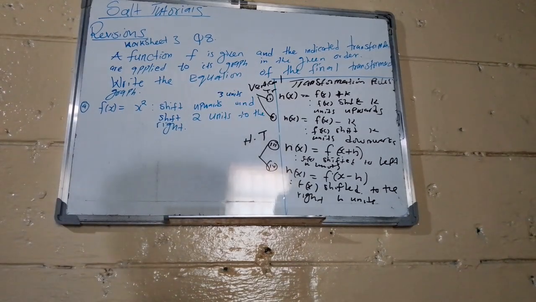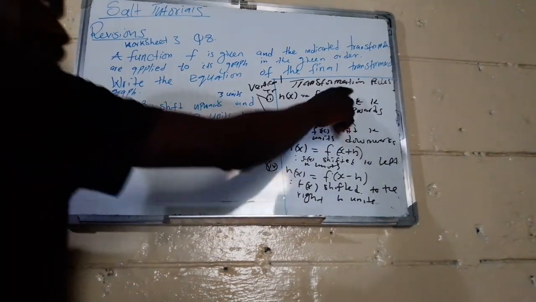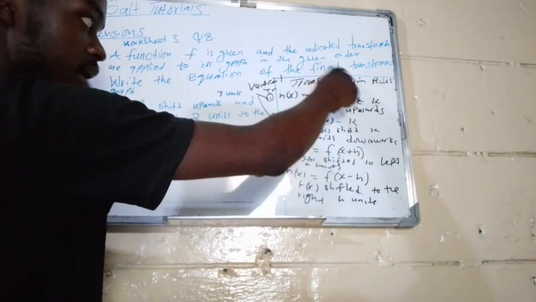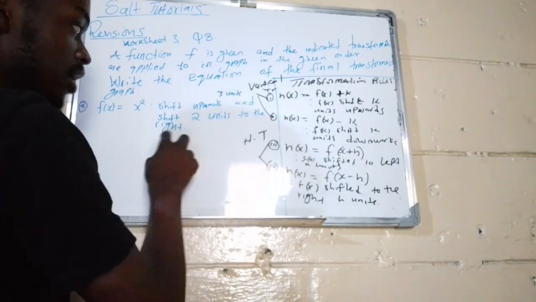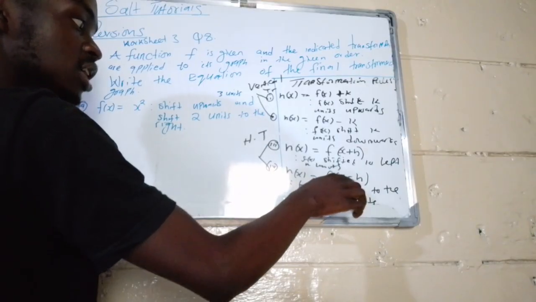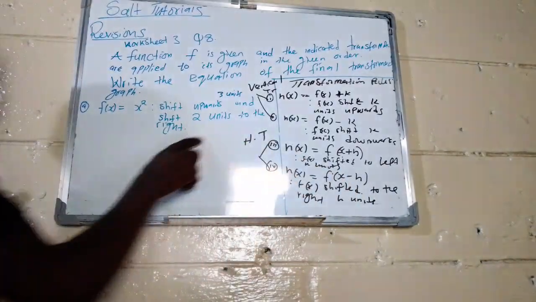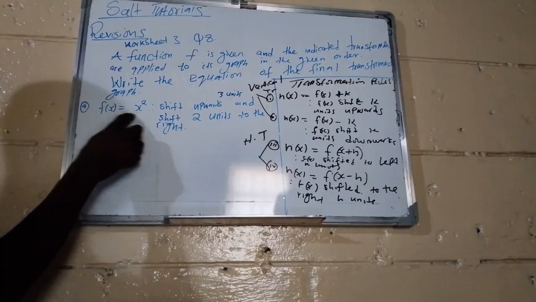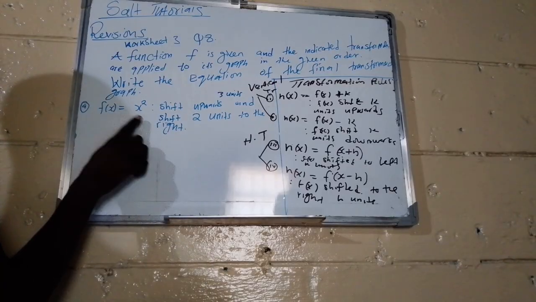And it shifts 2 units to the right. So upwards it is plus k outside the function. Right or left, if it is right, it is minus h inside the function. So you look at the function. What kind of function is this one? This is a square function.